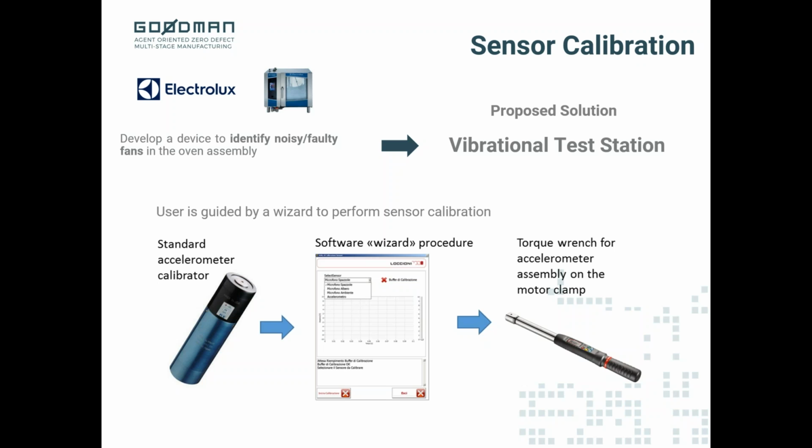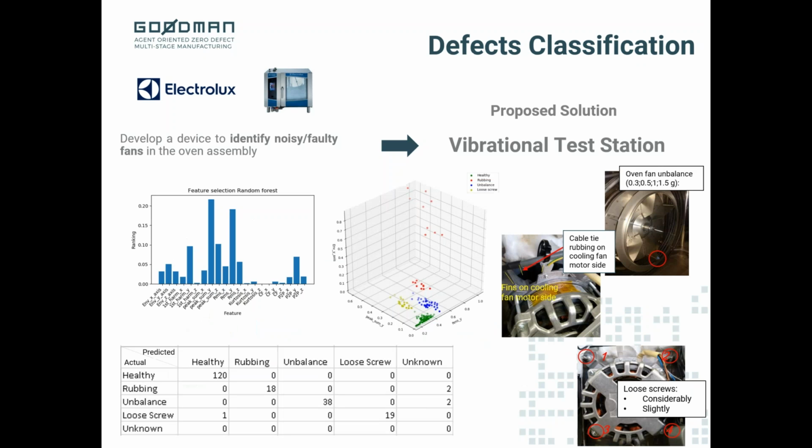increase or decrease the torque, ensuring the accelerometer assembly on the motor clamp is always performed with the same torque, and to be sure whether the torque has to be increased or decreased with respect to the preliminary mounting of the system.